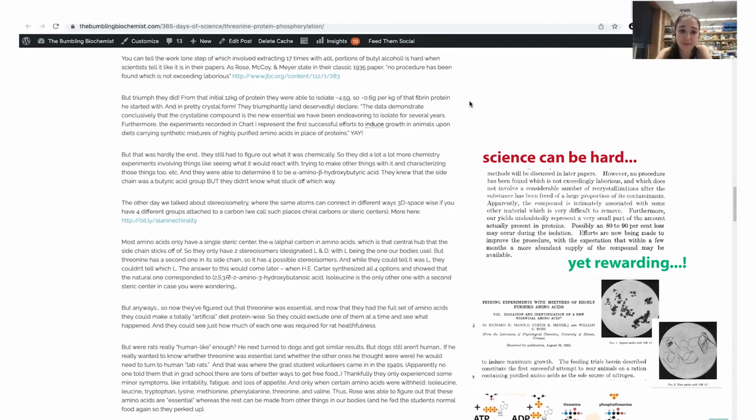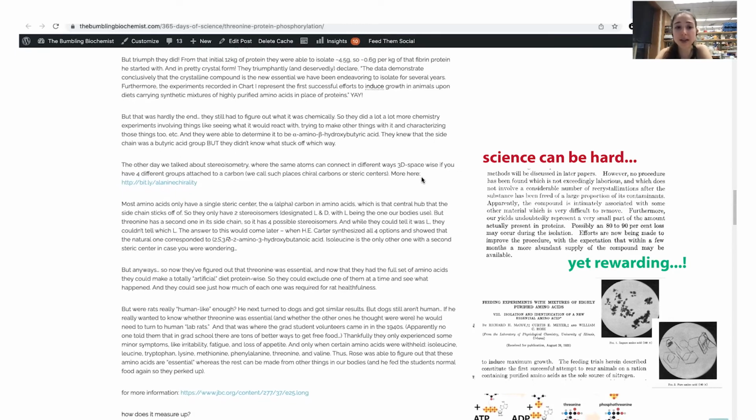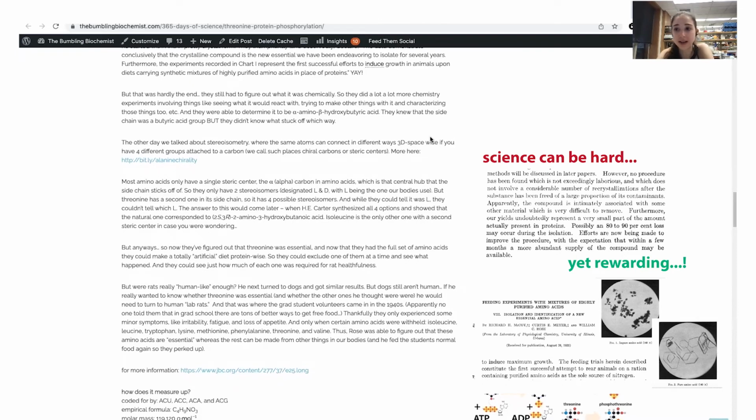But this was hardly the end, because they isolated this thing and they're like, yeah, we got crystals, we have this pure thing, but they still didn't really know what it was chemically. So they had to do a lot of chemical experiments to figure out what it would react with, trying to make other things with it and characterizing those things, and then inferring back: if we can make this from it and this has this property, then the original thing must have this property. Eventually, they were able to determine it would be an alpha amino beta hydroxybutyric acid.